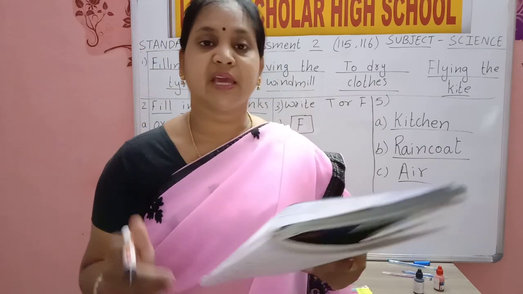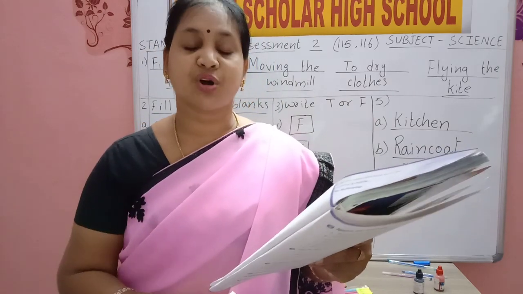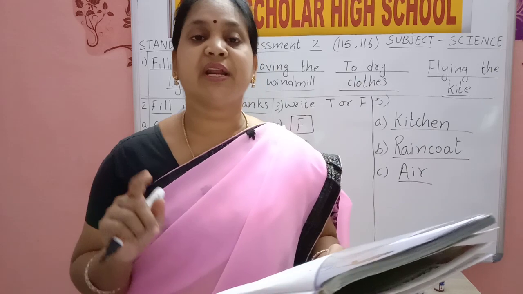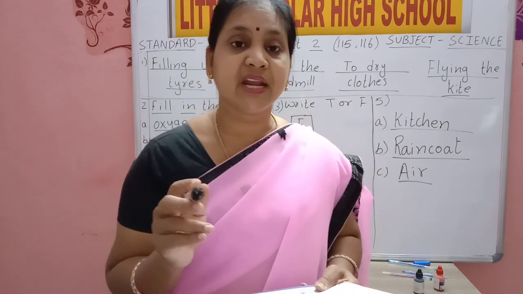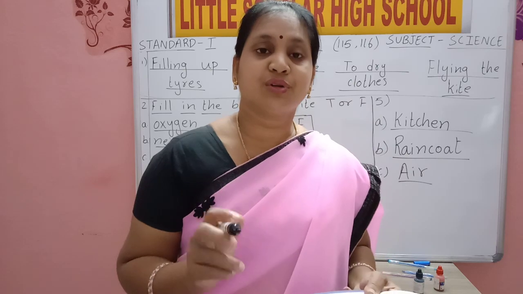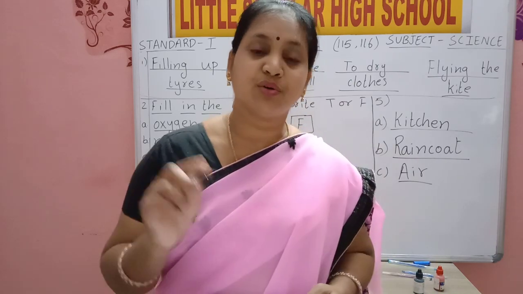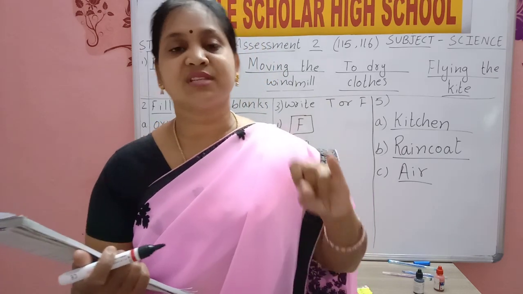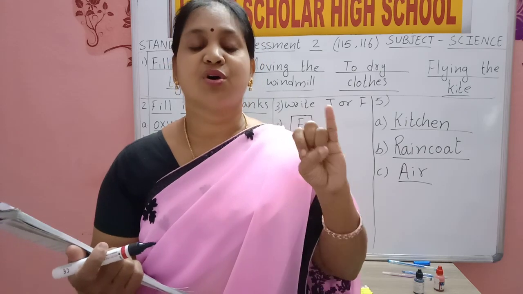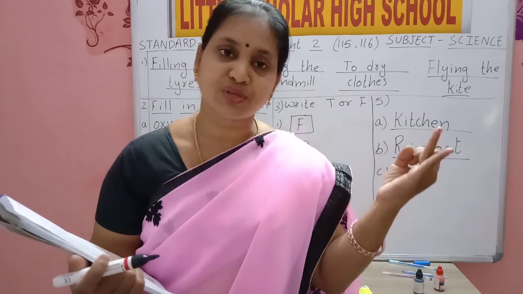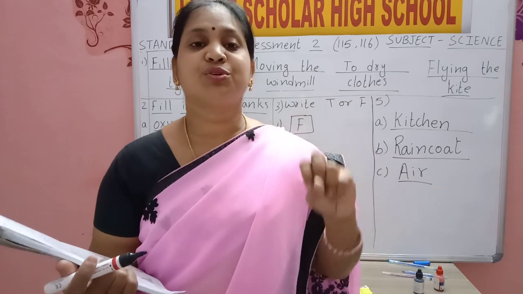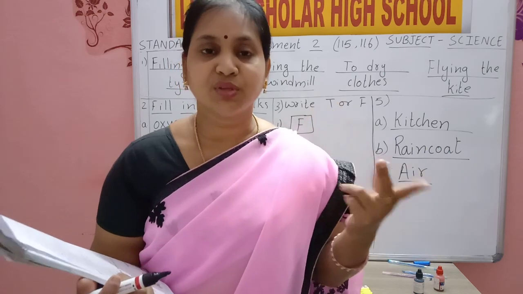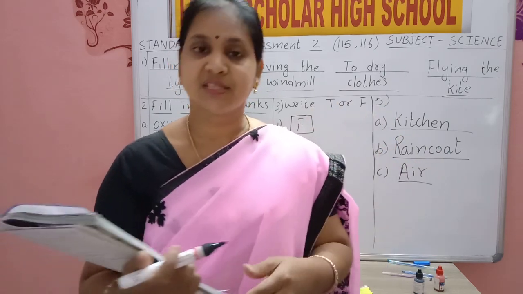Now sixth one, see. Draw and color a picture of a thing that you must carry with you on a rainy day. On a rainy day, what should you carry? You can draw a raincoat and color, or you can draw an umbrella. Yes, we carry raincoats and umbrellas. Or both also you can draw and color. Yes, this is also your homework.